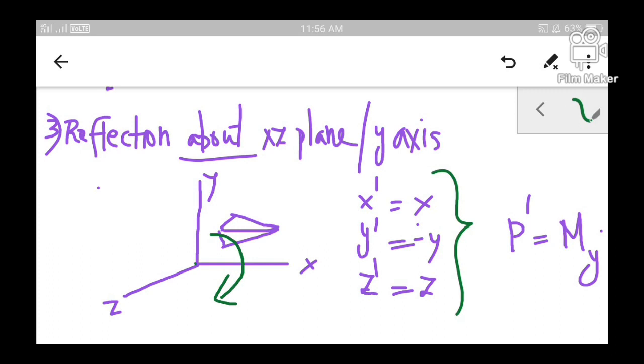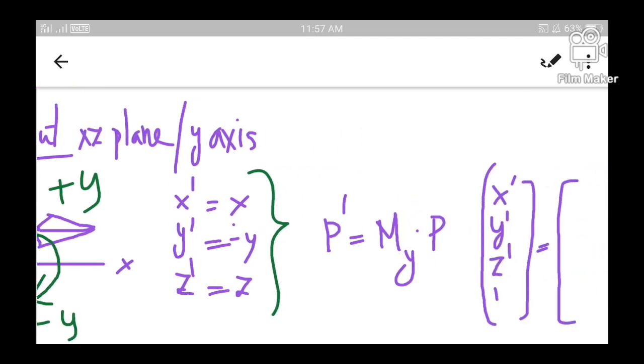So after reflection, from this position, the object will be reflected at the bottom position. That means a position where y is negative. So from the initial position, the object will be reflected and the reflected image will appear here. When the reflected image appears at the new position, what is the peculiarity of that position? There is no change in x and z, but y becomes negative. Since at this position y was positive, after reflection y becomes negative. This is how reflection takes place about the y-axis.